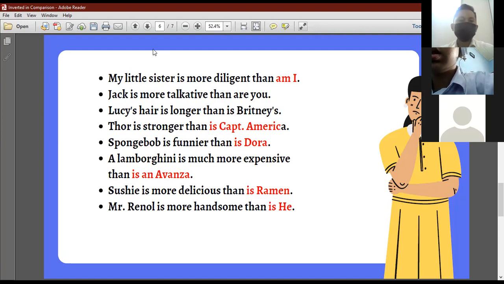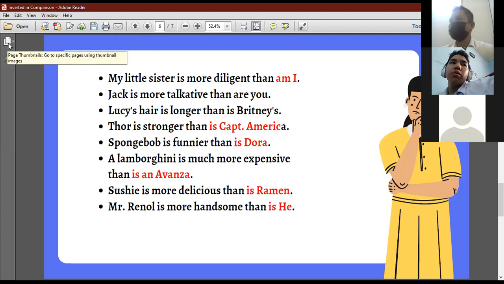Okay. Number 3. Lucy's hair is longer than is Britney's. Sure. What is the first level of the sentence? Okay, good. Yeah, Lucy's hair is longer than Britney's. Next one, Thor is stronger than is Captain America. Okay, so how we change this if we don't want to use the verb? Yeah, gitu aja ya, nak. Thor is stronger than Captain America. That's it. SpongeBob is funnier than is Dora. If we don't want to use the verb, how is it? Yes, SpongeBob is funnier than Dora.